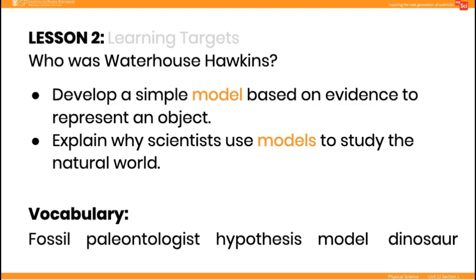By the end of this lesson, students will develop a simple model based on evidence to represent an object. They will also explain why scientists use models to study the natural world.